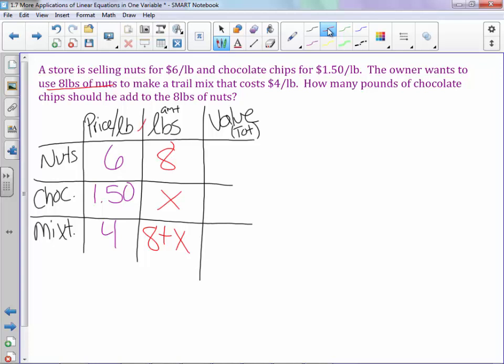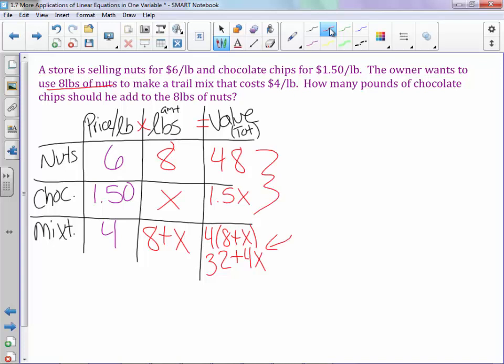Value is just the price times the pounds. So 6 times 8 is 48. 1.5 times x is 1.5x. And then this is just going to be 4 times 8 plus x. If we want to go ahead and distribute that, 4 times 8 is 32 plus 4x. And now, total, we're adding our nuts and our chocolate chips to equal our mix. So we've got the value of the nuts plus the value of the chocolate equals our total value that we're adding them together, or our mixture.